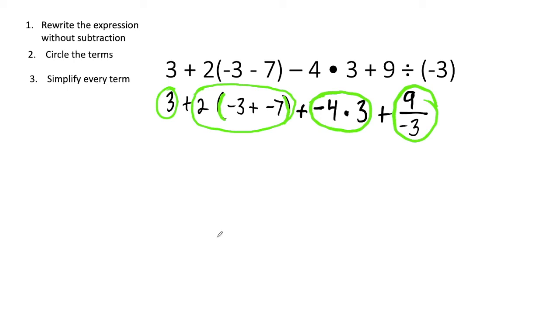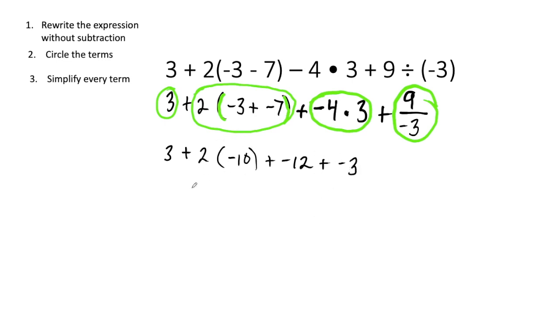Okay, time to simplify my terms. This first term, fully simplified already. It's just a 3, but I'm going to bring it with me. And the second term, I'm going to do what's in the parentheses first. Negative 3 plus negative 7 is negative 10. Third term, negative 4 times positive 3 is negative 12. And last term, 9 divided by negative 3 is negative 3.